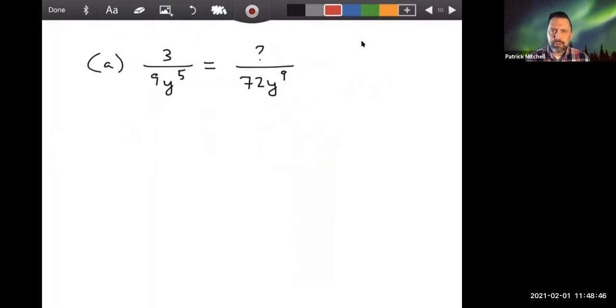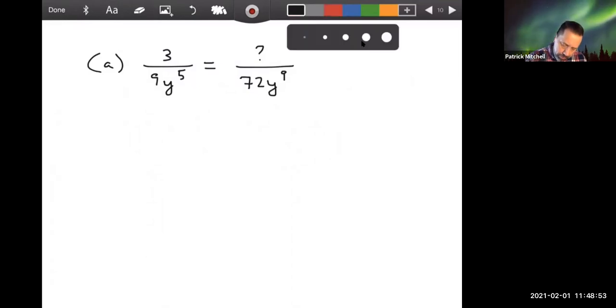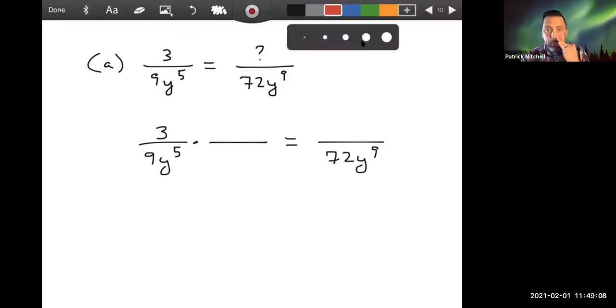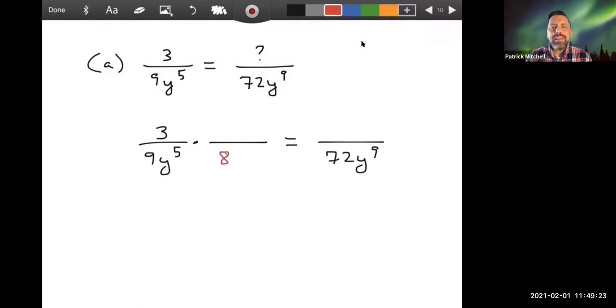So let's see, it's almost just as easy when you throw x's and y's into the mix. In this example, we have 3 over 9y to the 5th times mystery fraction equals 72y to the 9th. So this time the question is 9y to the 5th times what equals 72y to the 9th? Let's start with the easy part. 9 times what equals 72? That would be an 8. And then y to the 5th times what equals y to the 9th? That would be y to the 4th, wouldn't it? Because 5 plus 4 equals 9. That's the product rule for exponents.